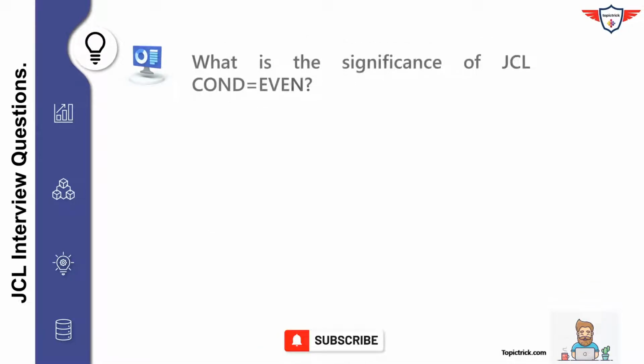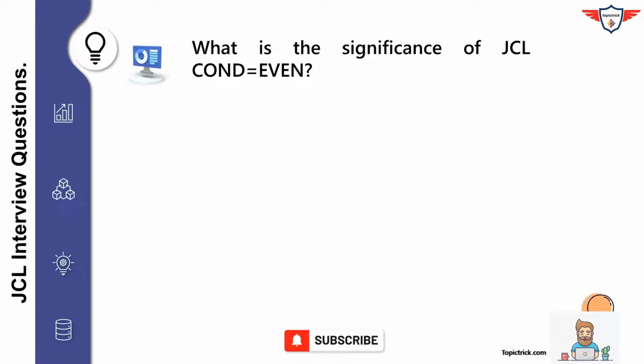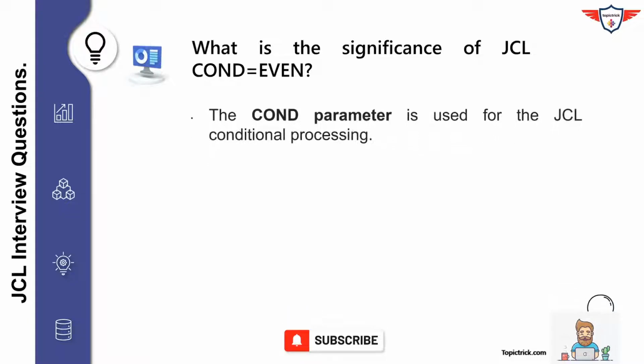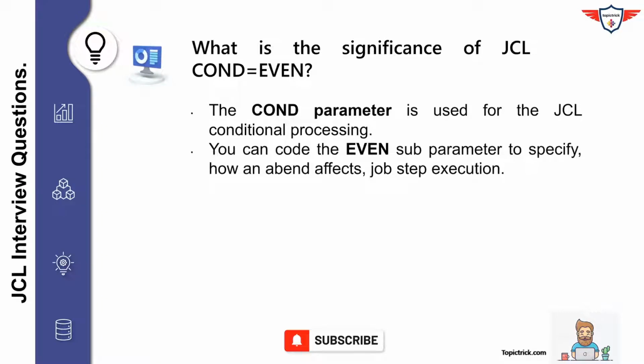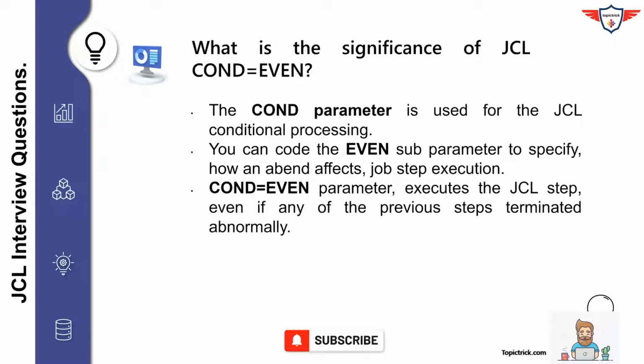What is the significance of JCL COND equals EVEN? The COND parameter is used for the conditional processing of the JCL. You can code the EVEN subparameter to specify how an abend affects job step execution. COND equals EVEN executes the JCL step, even if any of the previous steps terminated abnormally.